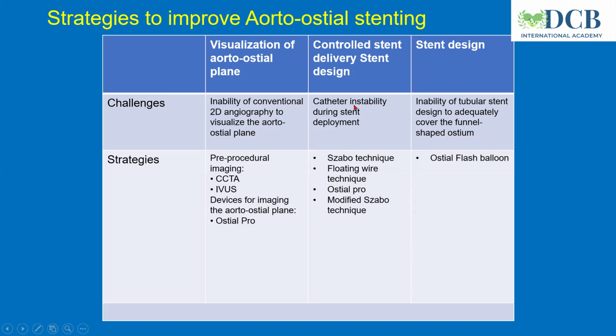So the next challenge is the catheter instability. As happened in our case, initially we thought we were at the ostium, but finally we found we had missed the ostium and there was a proximal miss. To overcome that, there are various techniques described. One is called the Sabo technique. I'll show the pictures in the next slide. The other technique is the floating wire technique, and even Ostial Pro is helpful in stabilizing the stent also, and the modified Sabo technique.